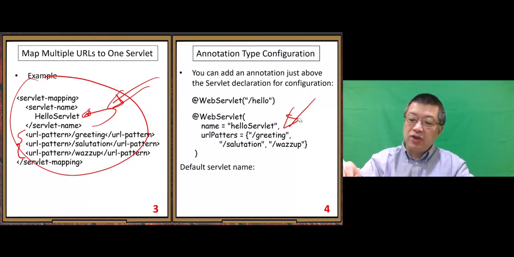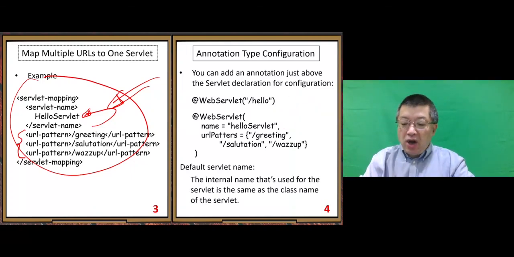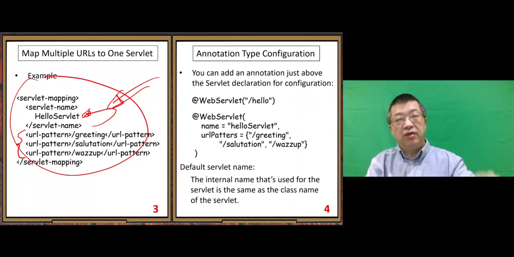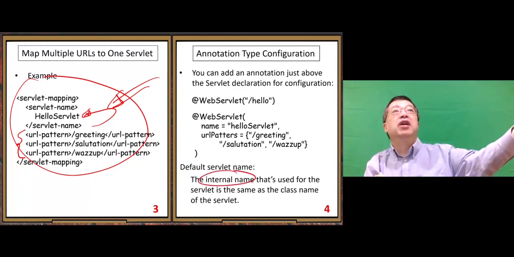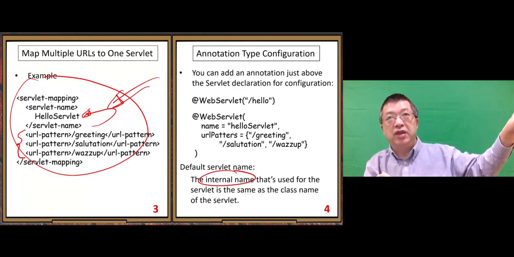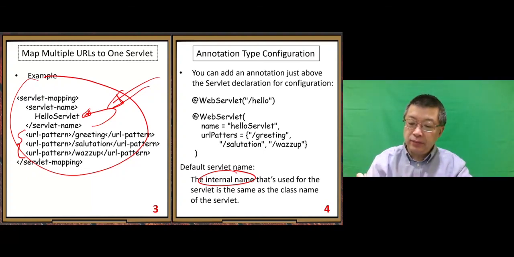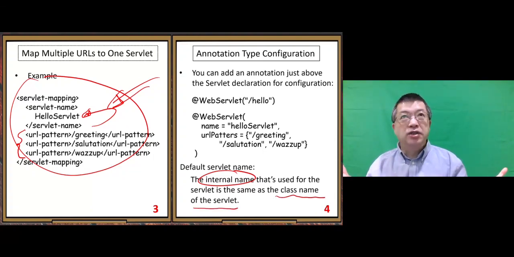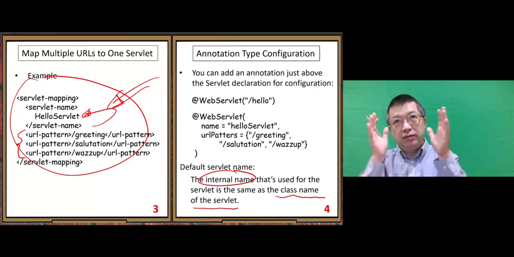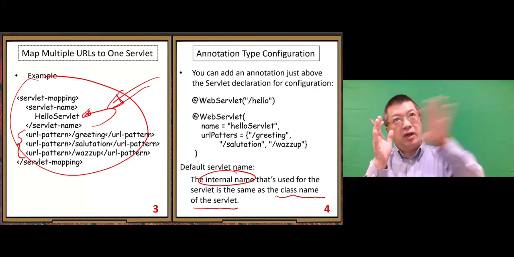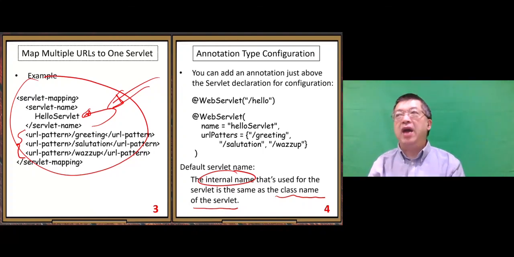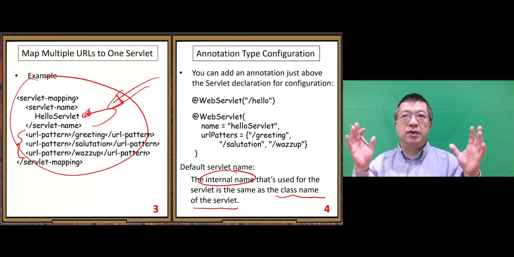I mentioned that default servlet name. So here we see that. It is the internal name used to reference the servlet. The server uses it internally most of the time. We programmers rarely use these names. The internal name is the same as the class name of the servlet. Your servlet has a class, that class name, right? The class name, do not use the package path. That part we do not use. Just the class name. Then that is the internal default servlet name. All right. So that's our second video.